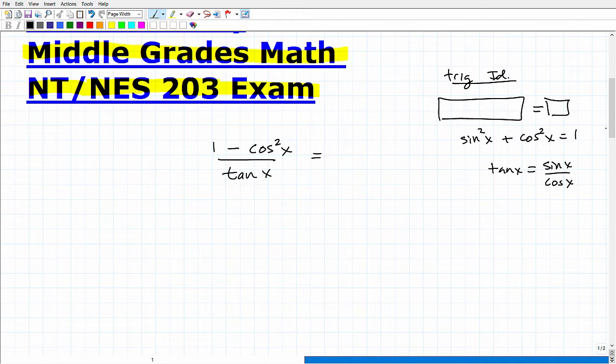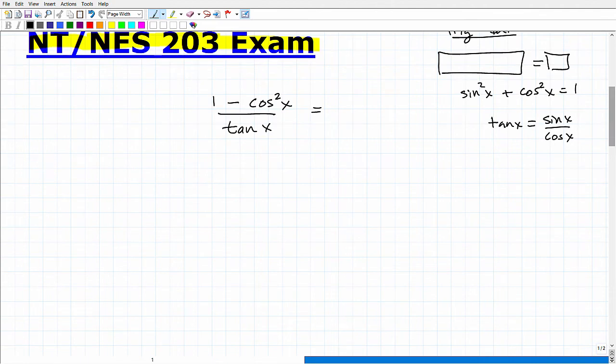Okay, so let's go ahead and knock this out now. I would classify this as a basic to medium level problem, definitely not a more advanced level trigonometric identity problem. This is something you should be able to handle pretty well.